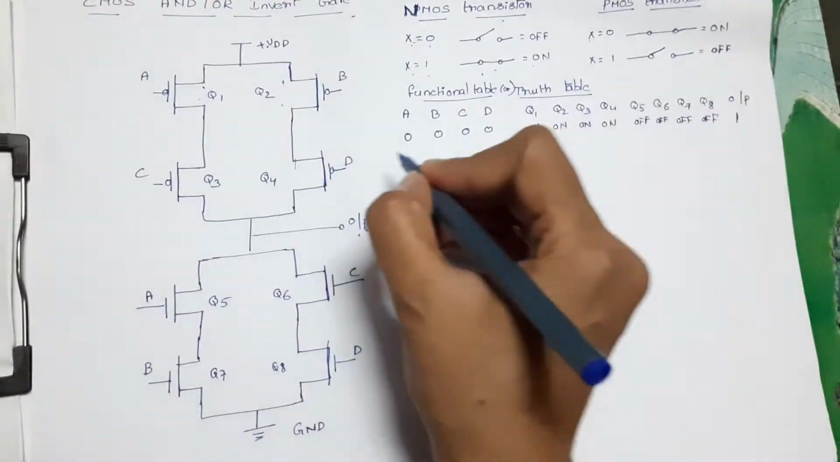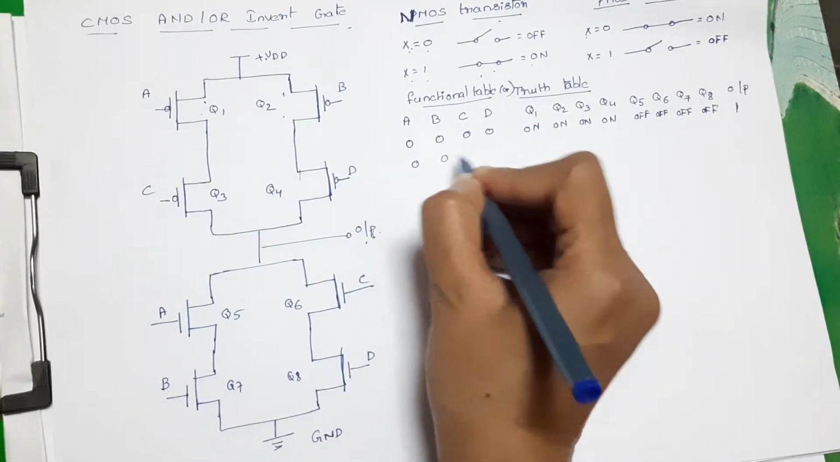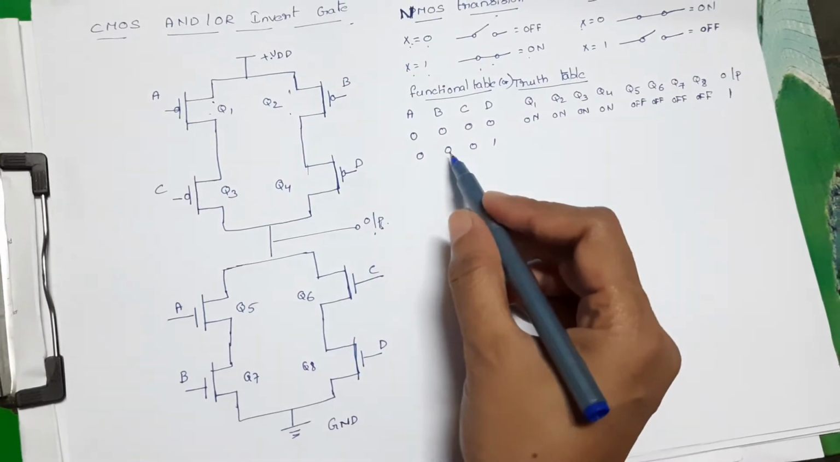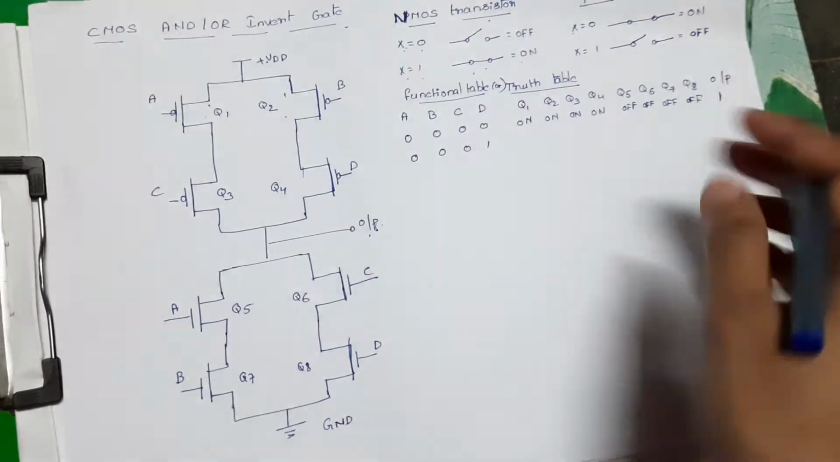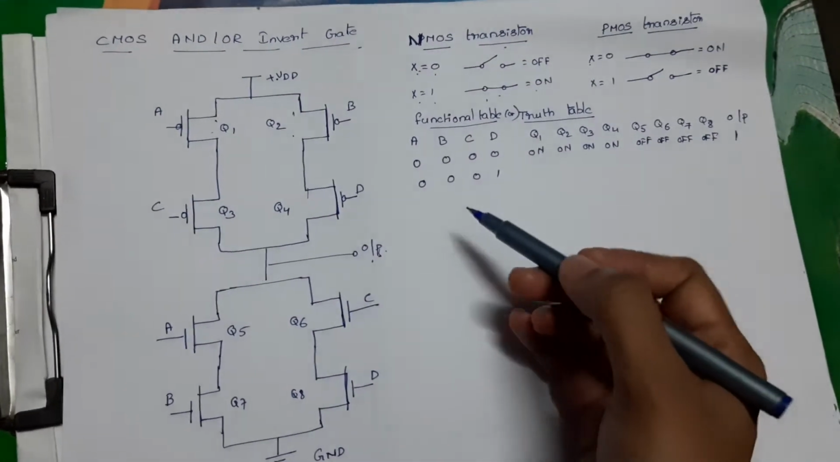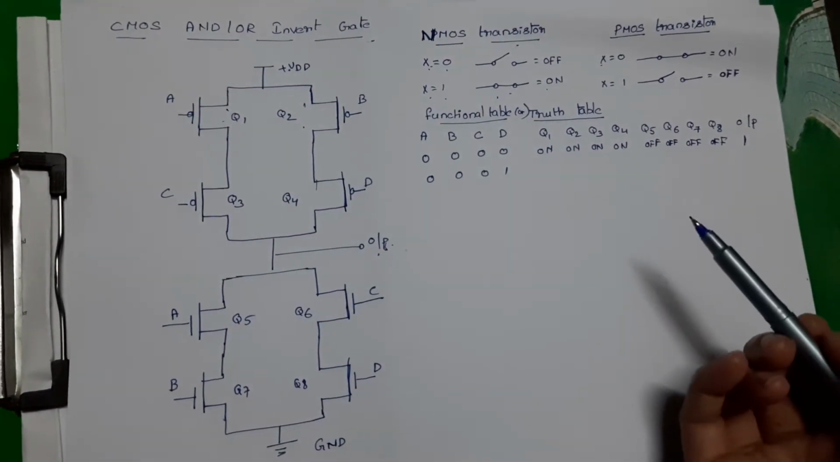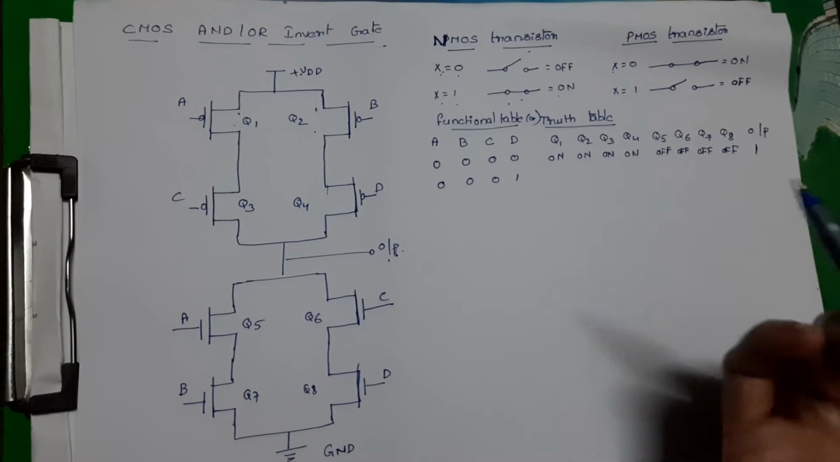So the next input is 0, 0, 0, 1. So A equal to 0, B equal to 0, C equal to 0 and D is equal to 1. For this condition, let us see which condition the PMOS transistors and the NMOS transistors are in, either on or off.